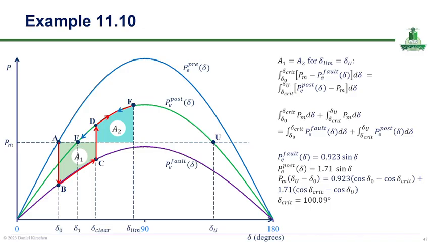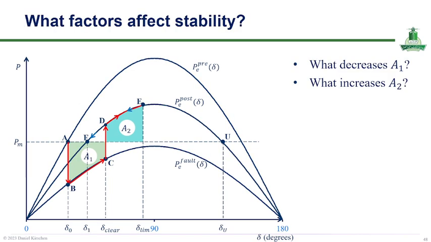By substituting the corresponding power angle expressions and solving the equation, the critical clearing angle can be obtained as this value. Delta critical is equal to 100 degrees. So this value represents the maximum allowable rotor angle at fault clearing for the system to remain stable. Otherwise, it will be unstable.